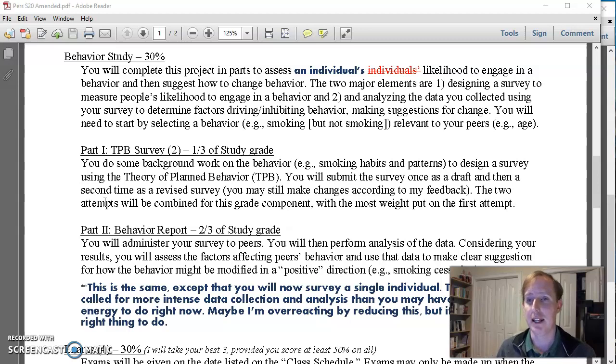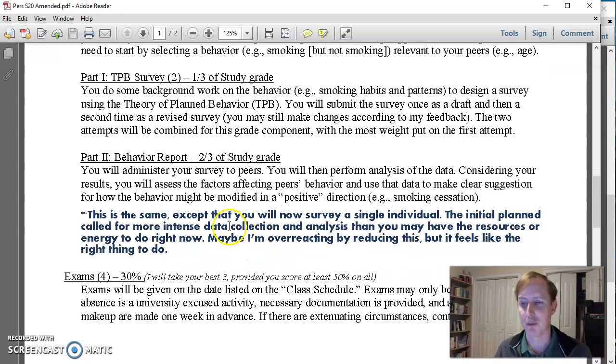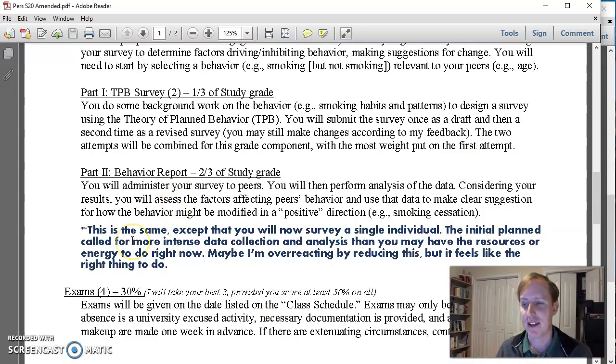The difference I've made, if you see right up here at the top, is that where it used to be individuals, plural, you're now looking at one individual. You'll still have to show you understand the theory and how to design the survey, but you're talking about the responses of one person. I'll tell you what all that means when we get there. I decided to simplify that assignment, and that's why I provide this explanatory note, which says this is the same except that you will now survey a single individual.